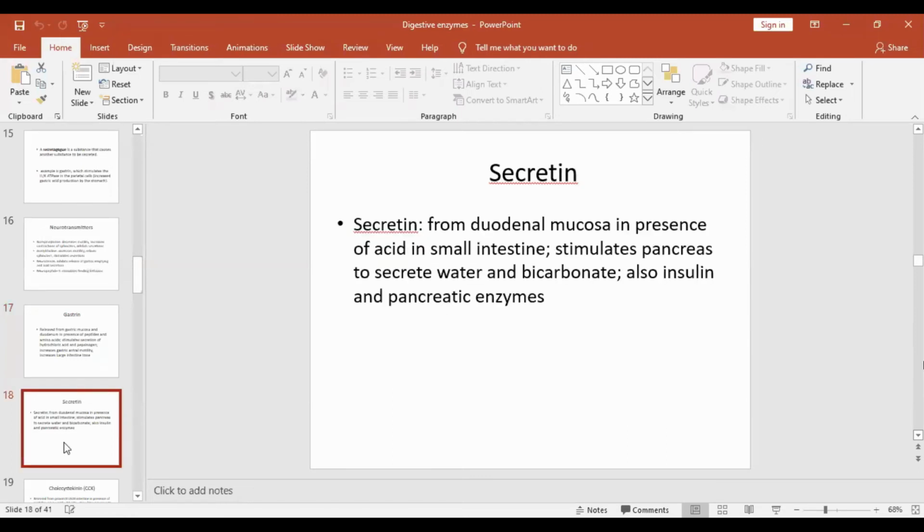Another hormone is secretin, secreted from the duodenal mucosa in the presence of acid in the small intestine. It stimulates the pancreas to secrete water and bicarbonate and also insulin and other pancreatic enzymes. So the major role of the secretin hormone is that it stimulates the pancreas to secrete water and bicarbonate. Bicarbonate is also important.